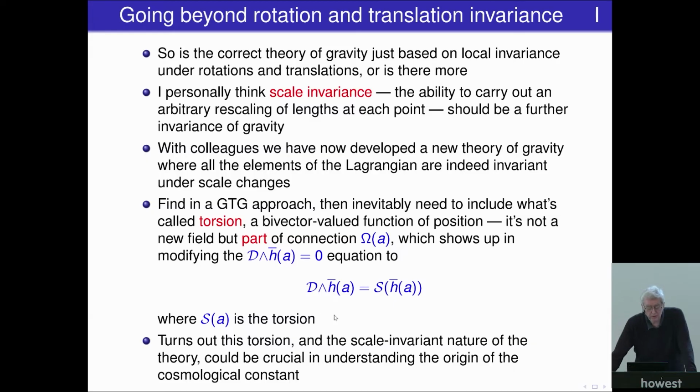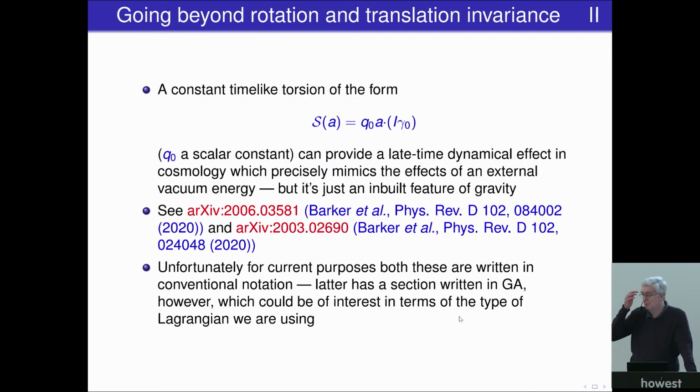And the torsion and the scale invariant nature of the theory, we believe, is actually crucial in understanding the origin of the cosmological constant. You've probably heard many times that the cosmological constant is one of the most glaring problems in physics. If you think about where it comes from, the cosmological constant is meant to drive the expansion of the universe at the moment, makes it accelerate. And where's that coming from?